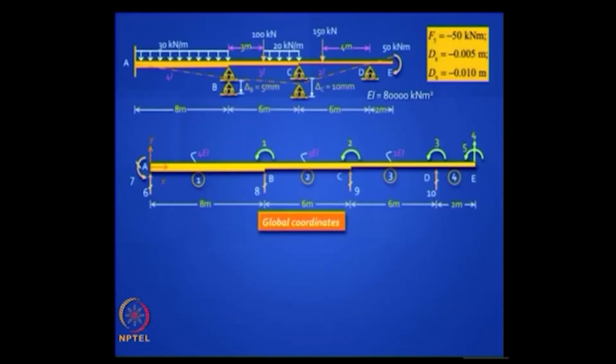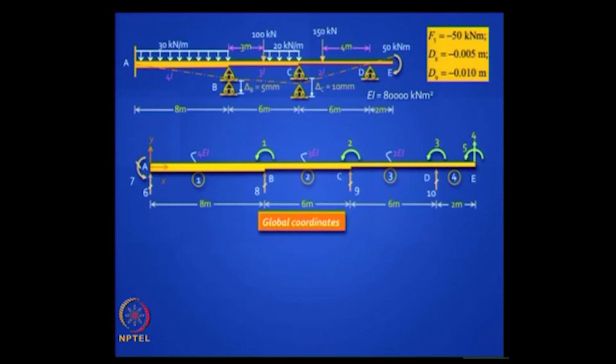In terms of the coordinates that we have selected, let us look at the load data. We have a load vector which is 5 by 1. Load vector is 5 by 1 because there are 5 active coordinates, and you will find that there is only one nodal load, namely the moment at the free end E, which is F5, which you will write as minus because anti-clockwise is positive and the moment applied is clockwise. So minus 50 kilonewton meter is the load.